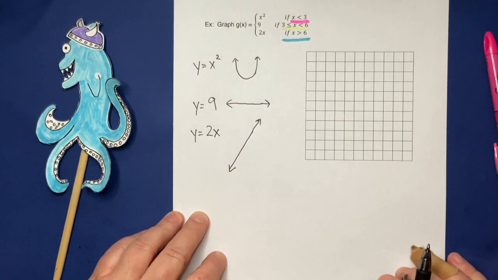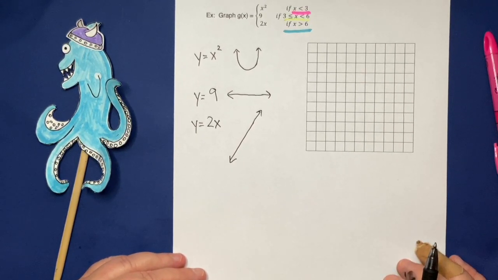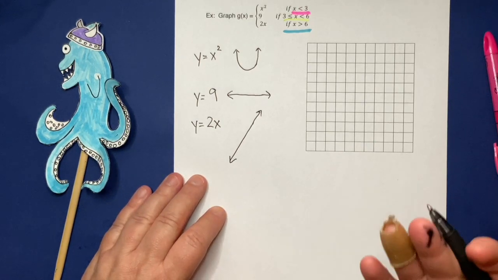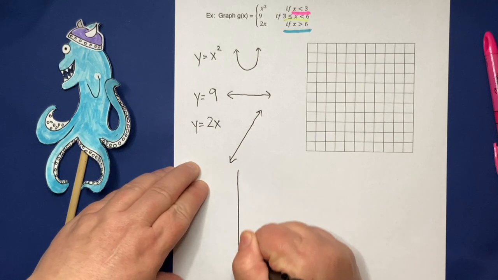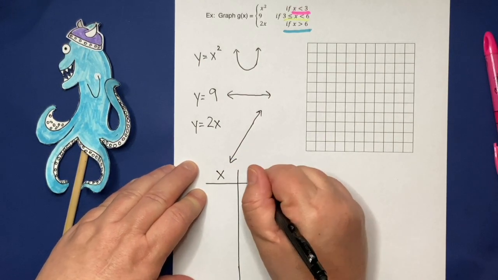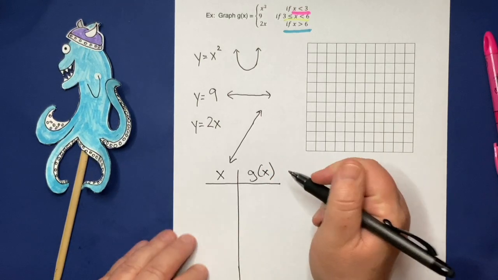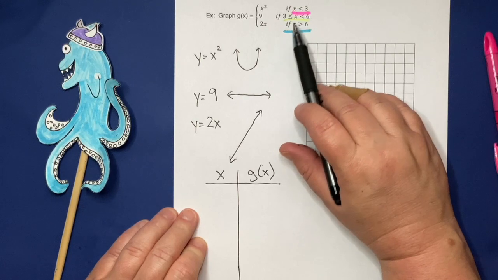So there are a couple of different ways to do this. The easiest way to do it, since you guys are not in the room with me so I can't interact with you, is to go ahead and set up a table of values. So I am going to set up that table of values. And I'm going to break it down. I've got less than 3, between 3 and 6, and greater than 6.